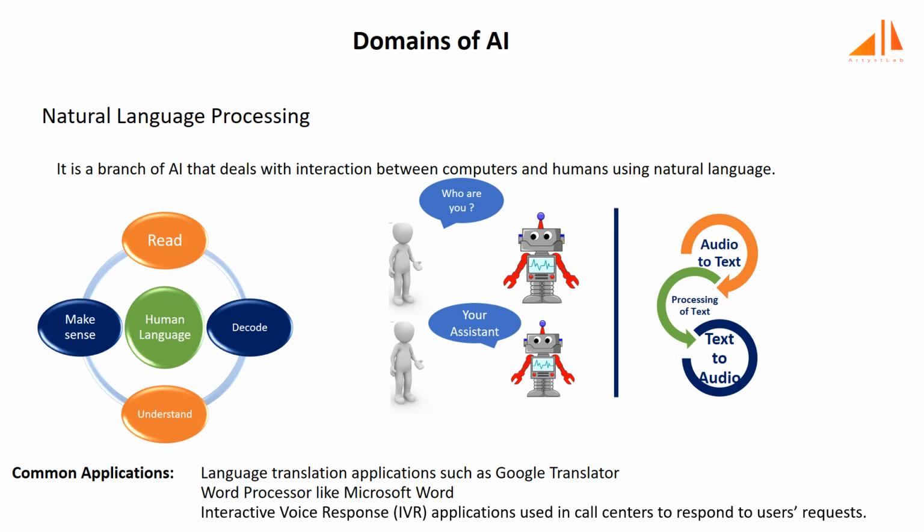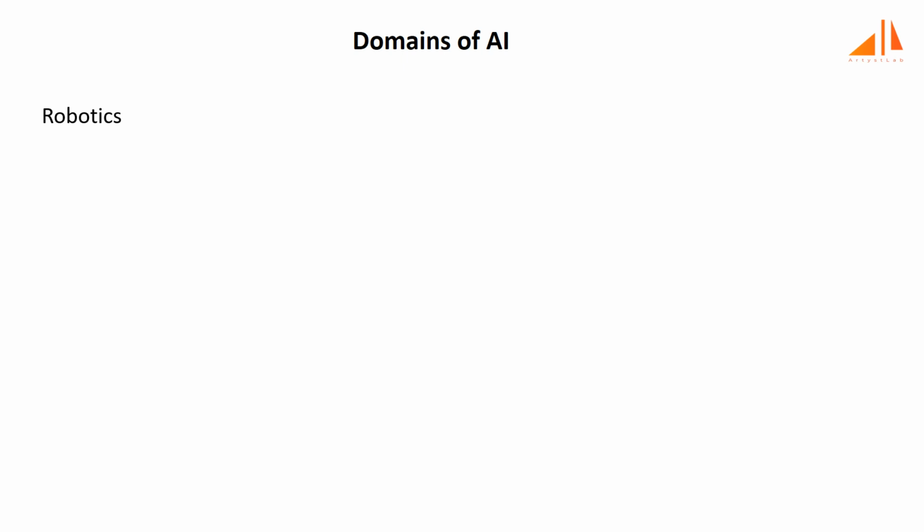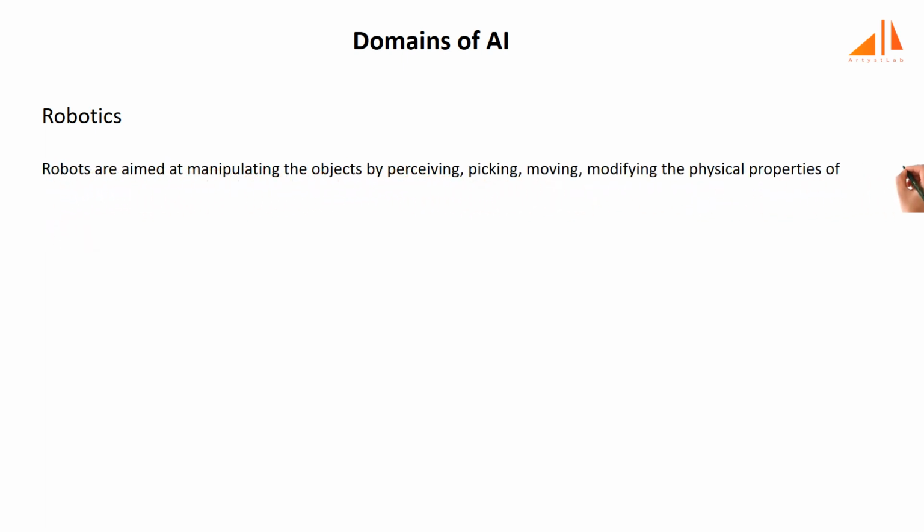Now let's understand another technique to build AI systems: robotics. Robotics is a domain in artificial intelligence which deals with creating intelligent and efficient robots. Robots are artificial agents which act in a real-world environment. Robots are aimed at manipulating objects by perceiving, picking, moving, and modifying the physical properties of objects. Robots are built to free human power from doing repetitive functions without getting bored, distracted, or exhausted.